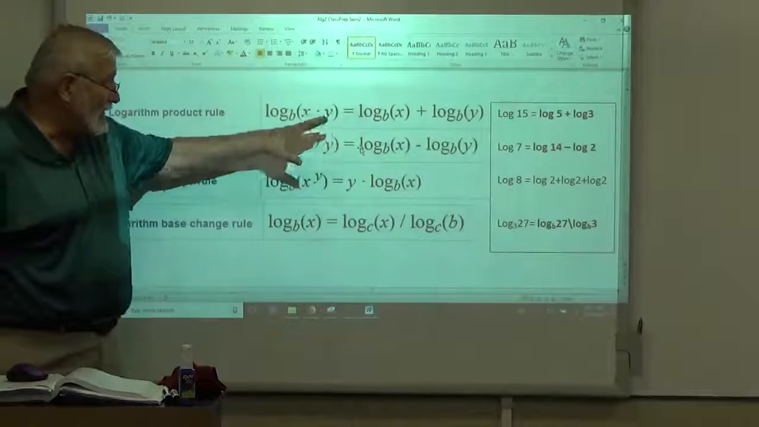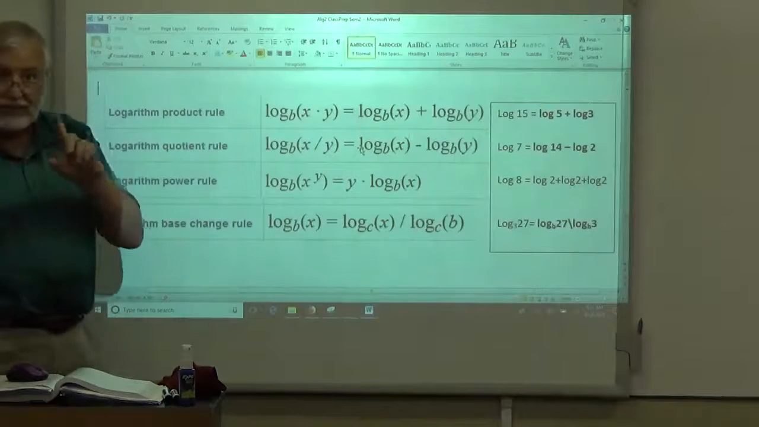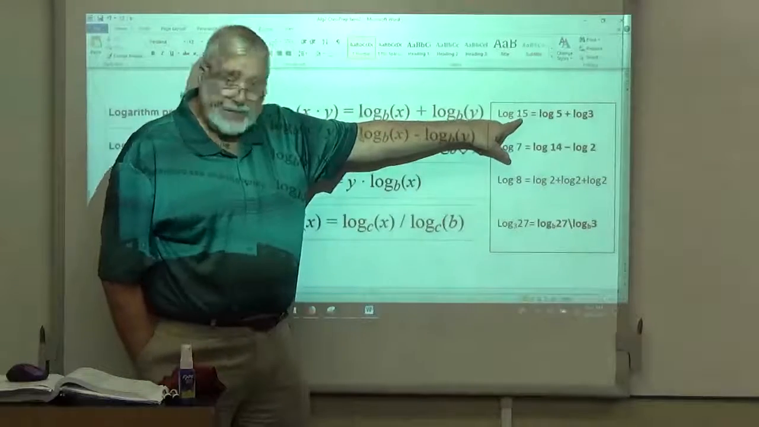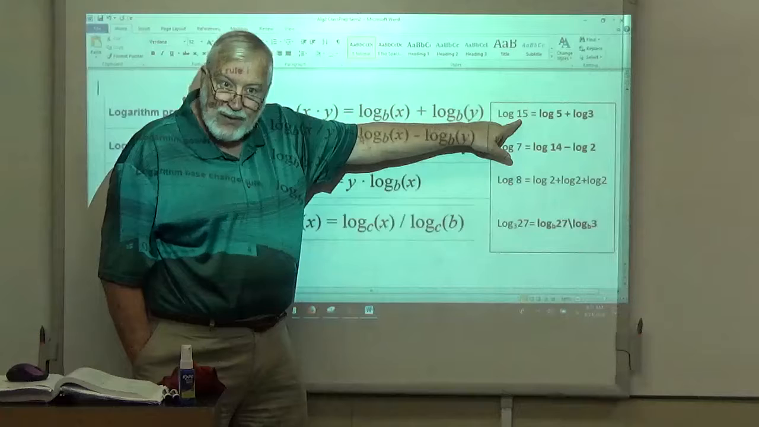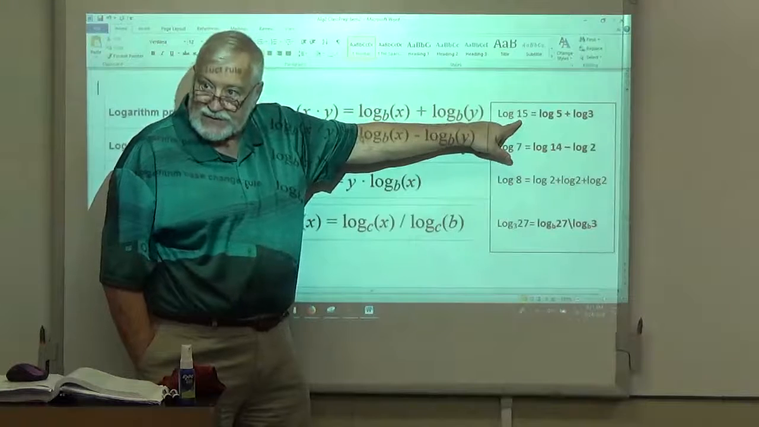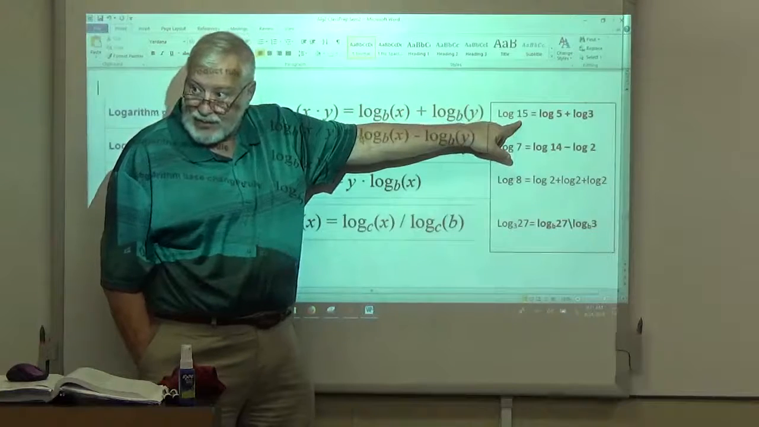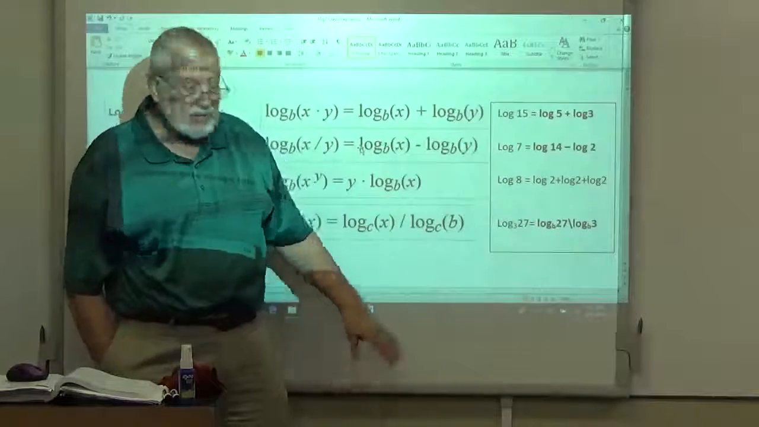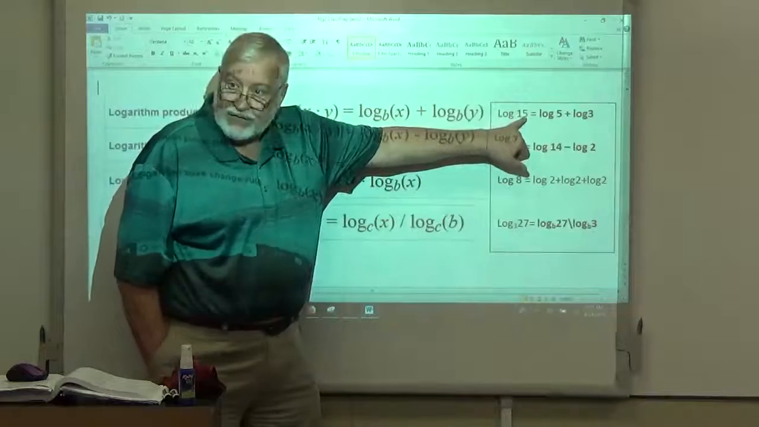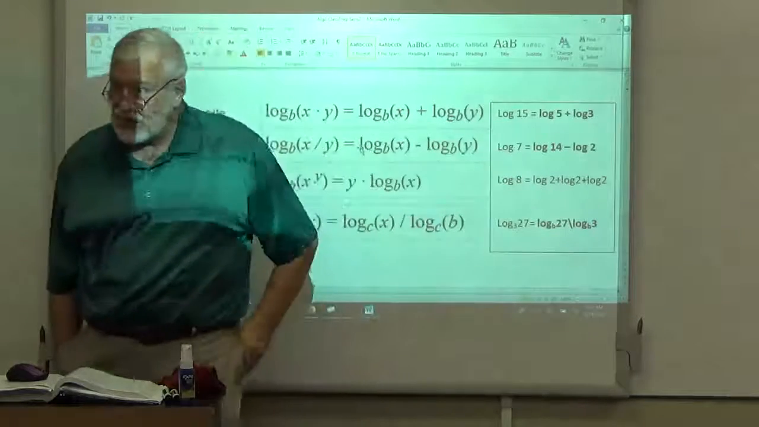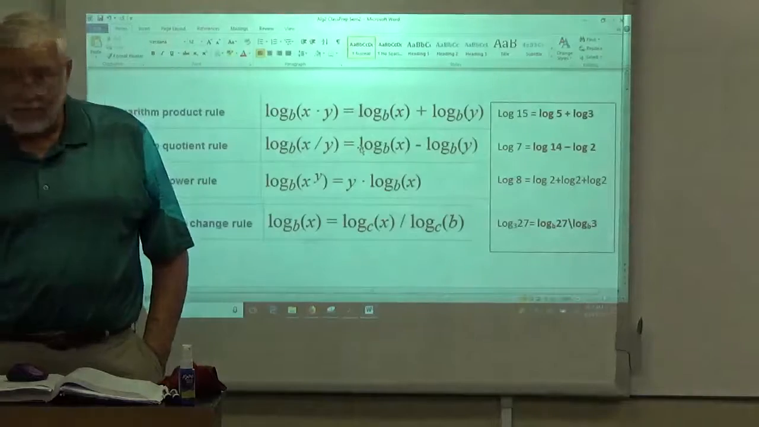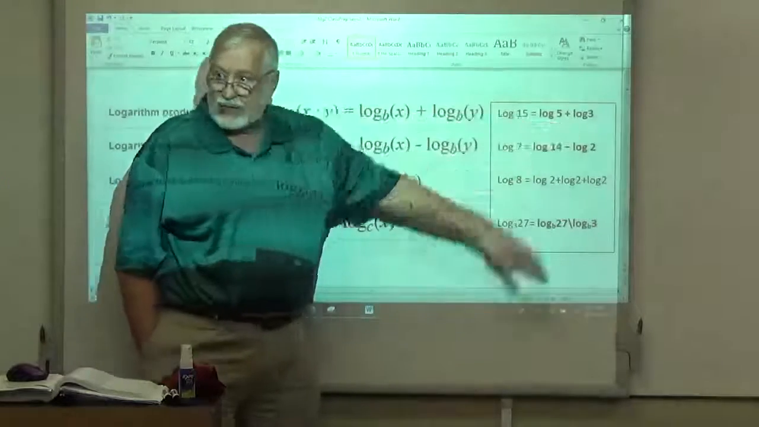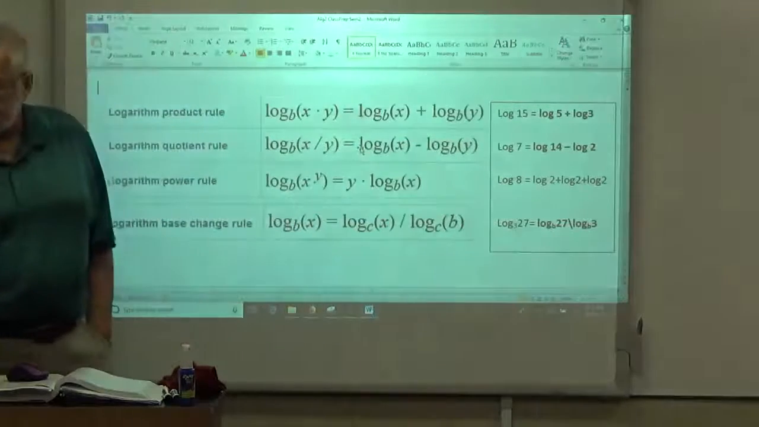Now, I did a different example because it's obvious these two have to be done that way, but what happens if you have a 15? You can break any product into two numbers that equal that product. Because 15 is 5 times 3, the log of 15 will be the log of 5 plus the log of 3. And that's my way of understanding what the product rule is.